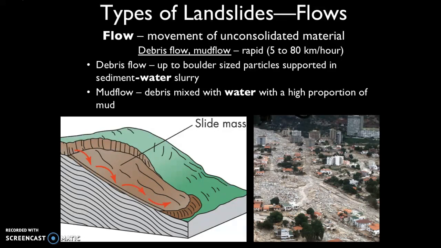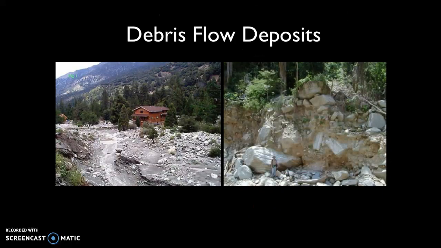And then mud flows are going to be debris mixed with water with a high proportion of mud. So the mud flow is basically the debris flow without the very large sized particles. So in the picture on the right, if you guys remember, this is a mud flow or a lahar that is a consequence of a volcanic eruption. And this particular one is in Armero, Colombia, I think. Actually, no, this one is in Venezuela, if I'm not wrong. So you can look it up. It's actually pretty cool. But anyways, here's a few examples of the debris flow sediments or deposits.